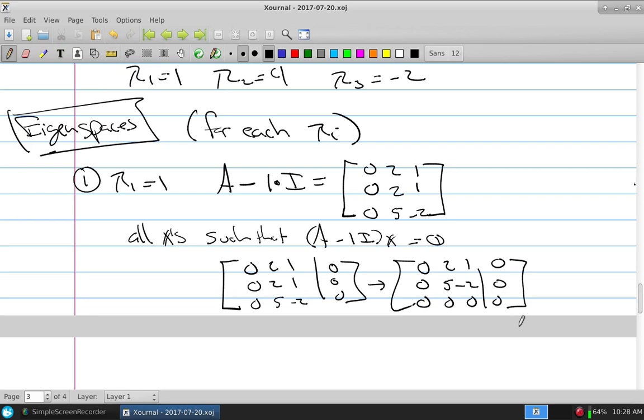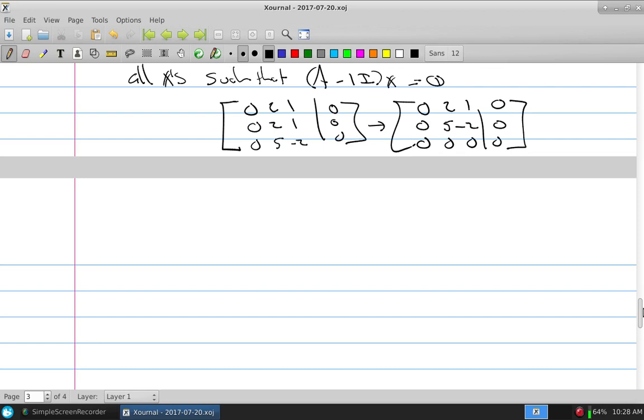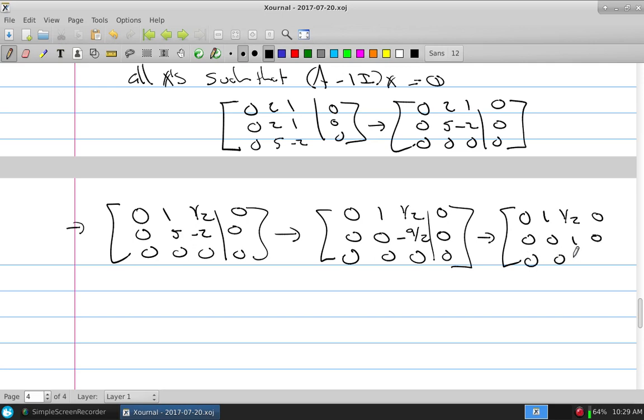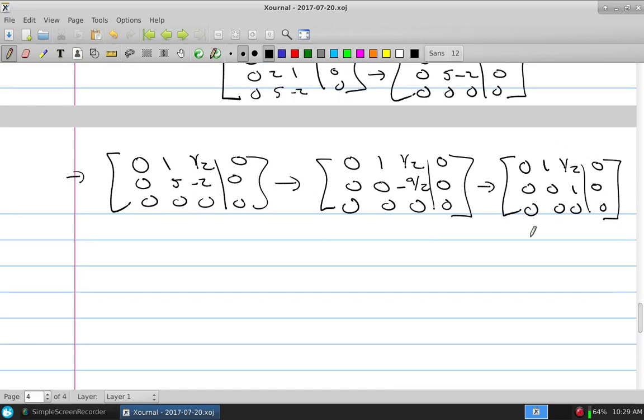Okay, how do I solve that? All right, I need to make one of these a 0, right? I could take half of that if I want to, and then might as well do that. And get 0, 1, 1 half, 0, 0, 5, negative 2, 0, 0, 0, 0, 0. Now how do I make the 5 into a 0? Negative 5 of those, that's a 0. What's negative 5 of those? Negative 5 halves. What's a negative 2, which is negative 4 halves, and negative 5 halves is negative 9 halves, and 0. And I can just change that 9 halves to a 1. Now this is 0, 1, 1 half, 0, 0, 0, 1, 0, 0, 0, 0, 0. And then I can just make that 1 half into a 0, and I get that.